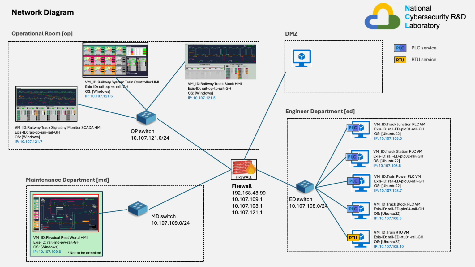Okay, let's review the network diagram again. You should now know which HMIs, PLCs, or RTUs communicate with each other and how they communicate, either through S7COM or Modbus. You should also understand how each PLC controls the railway system and predict the possible ramifications of changing the value of an input register or output coil on the PLC.